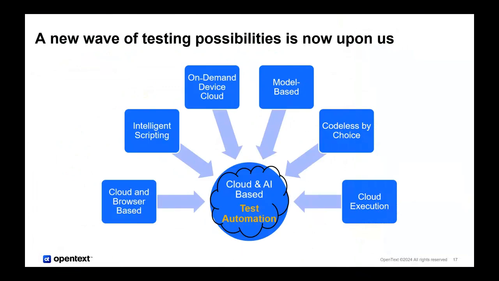Historically, a lot of people did more of the traditional automation. Now, moving forward, and where organizations now are, is about that need for cloud and AI-based test automation. So we give you the ability to have that cloud execution, the flexibility of codeless by choice, so the ease of automation creation, the ability to drive from a model-based testing point of view, and then the flexibility in the intelligent scripting and how you're deploying your solutions.